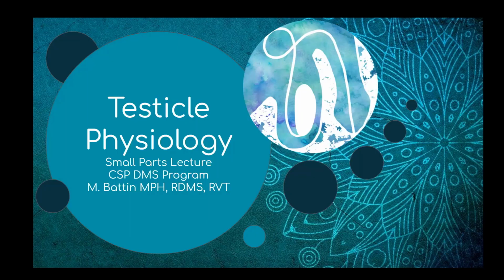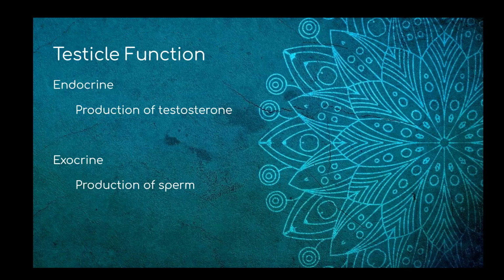All right, testicle physiology. So the testicles function as both an endocrine and exocrine organ, right? So remember, endocrine is anything that is released into the bloodstream. So those are hormones put out into the bloodstream. Remember, the pancreas is exocrine and endocrine. The pituitary gland is an endocrine. Anything that releases a hormone out into the bloodstream.